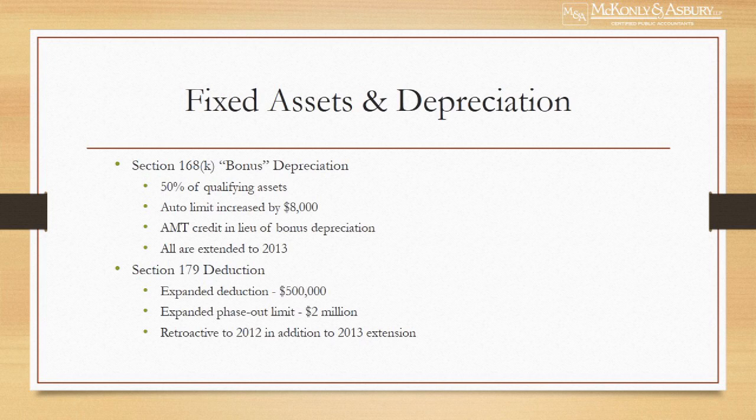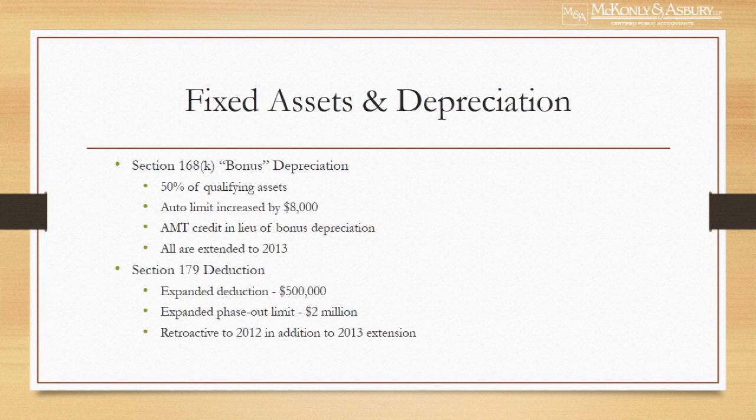So what the Act did, it retroactively extended into 2012 the $500,000 deduction with the $2 million phase-in, or phase-out, I should say. And it also extended it into 2013, which was a very large increase then. If you're thinking $25,000 eligible in 2013 compared to what it will now be is $500,000.